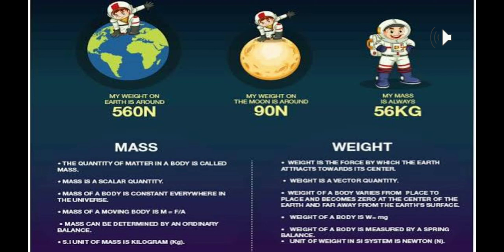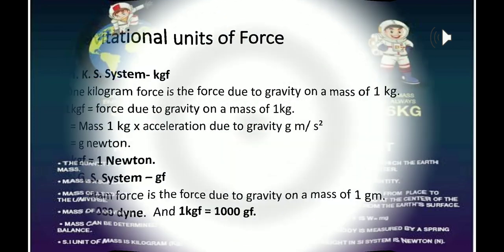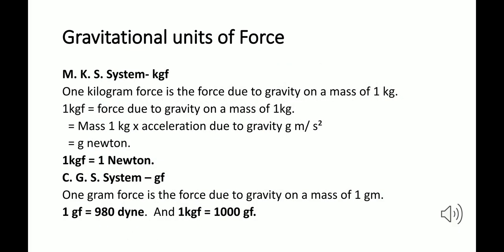Okay. So this was all about the chapter. We'll learn about the units of weight and then we come to the end of the chapter. So let's see it. Okay, so finally we are on gravitational units of force. Now, in MKS system, we have the unit of gravitational force as kgf. That means 1 kilogram force is the force due to gravity on mass of 1 kg. So what will be the weight? Weight is the force on mass of 1 kg. So 1 kgf is force due to gravity on mass of 1 kg.